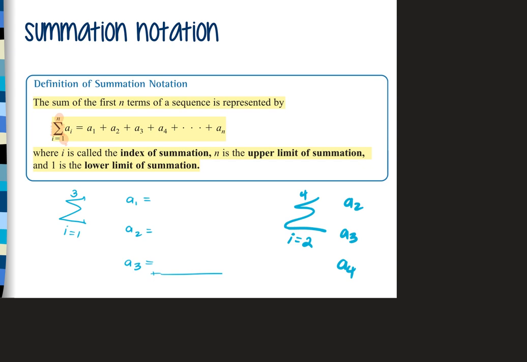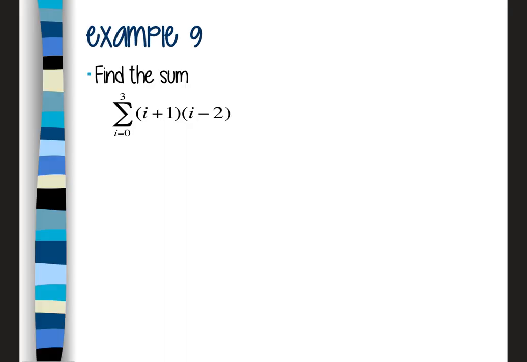The i, which is like the variable, is the index. The n is the upper limit, so where we stop. So the one at the top is where we stop. The one at the bottom is where we start, okay? So see what this means now. Find the sum. What do we start at? A0. So we're going to plug in 0. Where do we stop? A3. And then you're going to add them together at the end.